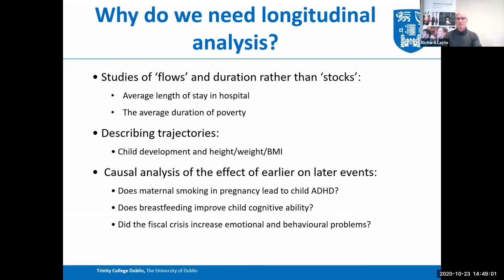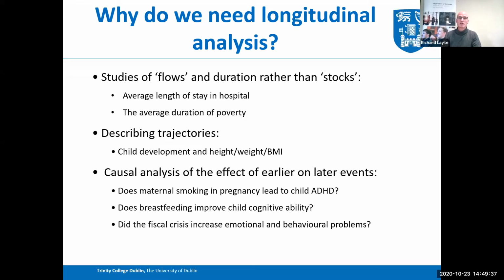Well, as I said, as one of the criticisms of cross-sectional data, with longitudinal data, we can talk about flows and durations rather than stocks. Okay, so we can look at average length of hospital stays because we can have a population of hospital stays over a long period. And similarly, we can look at average durations of stays in hospital, or average durations of poverty, or average durations of unemployment. We can look at duration now, okay, which we can't always do with cross-sectional data, because in the time slice, there'll still be durations which are ongoing.